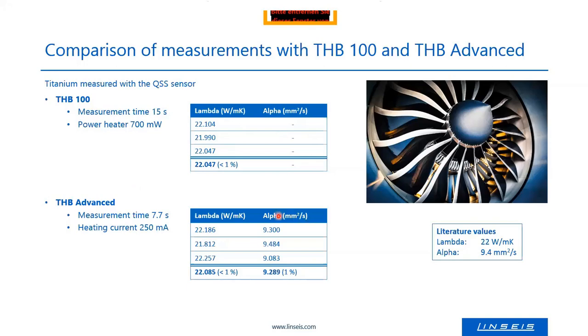And you see here also the alpha for the new THB Advanced, it's 9.2. It's within a short uncertainty. It's a very good result.